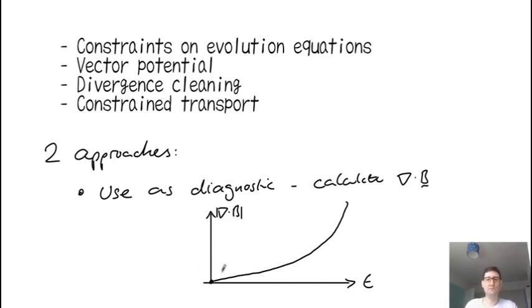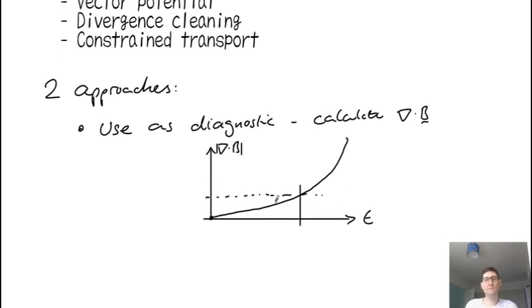This will start out very small, but you can set some kind of tolerance level. Of course, this is somewhat arbitrary, but you can set, let's say, 10 to the minus 4, 10 to the minus 5, whatever level you're comfortable with, and this will say that beyond this point your simulation is no longer valid. So that's one way of doing it. The problem is then, what do you do when this happens?